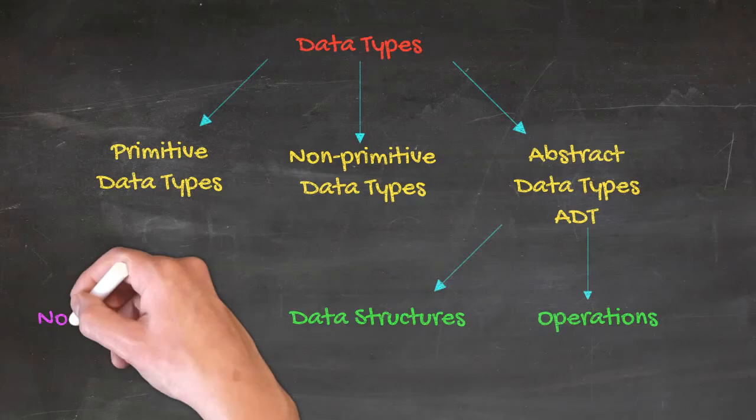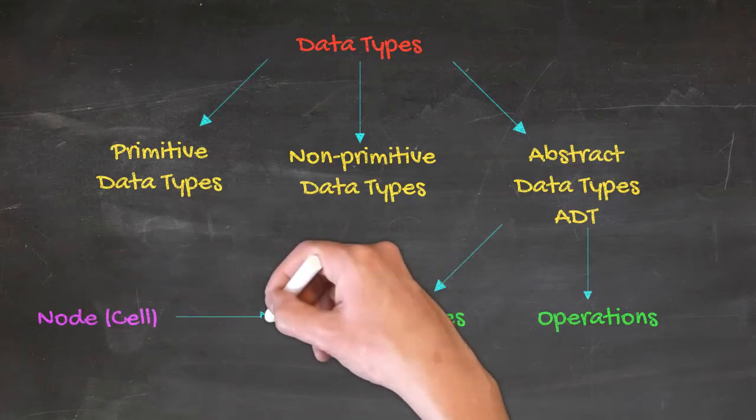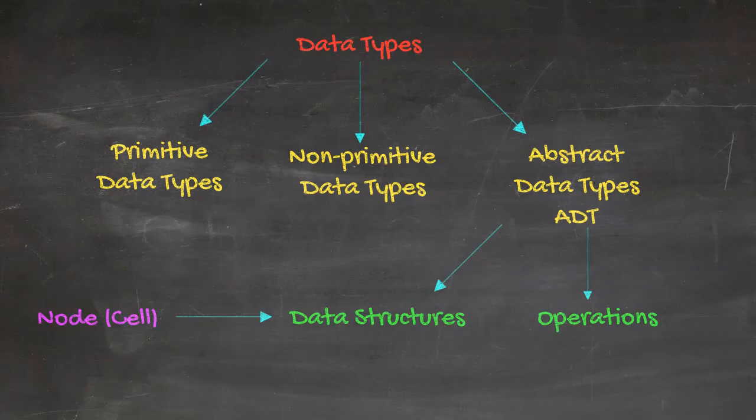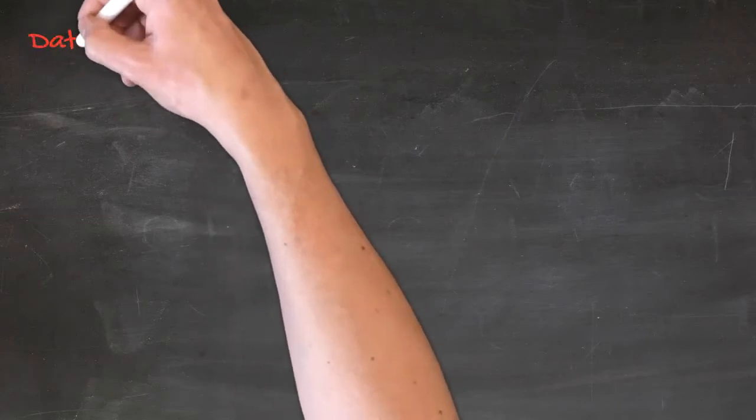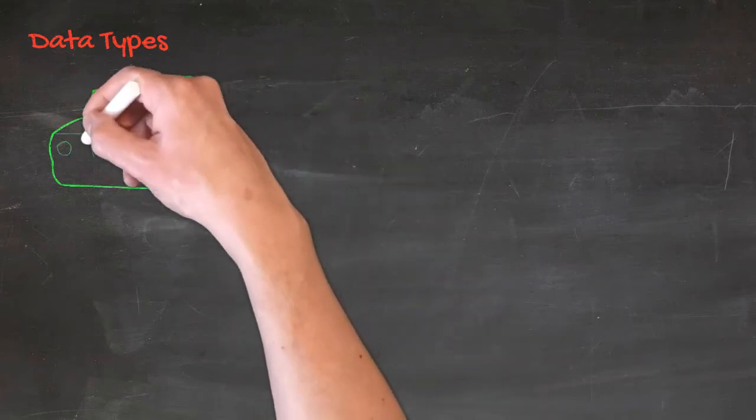Finally, we will discuss nodes. We need a node to build a data structure. We are going to follow this summary. Shall we start then? First, let's see what these data types are. Let's try to understand this using a simple example.